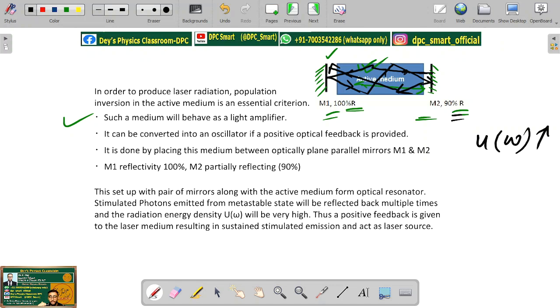As a result of that, the energy density of radiation U omega would be very much higher. So consequently a positive optical feedback has been provided to the system or to the active medium, which in turn will produce sustained stimulated emission, and the setup with the lasing medium will act as a source of laser or as an oscillator, and this setup is called optical resonator. So this is the short note about optical resonator.